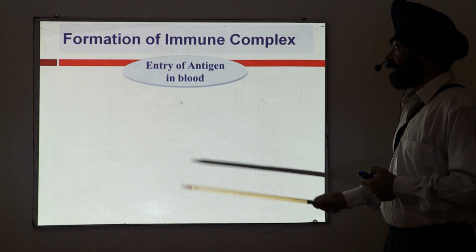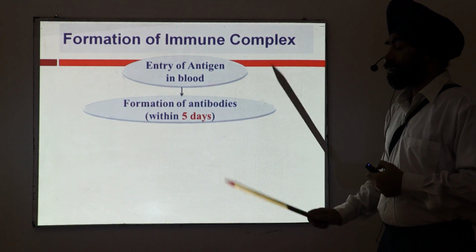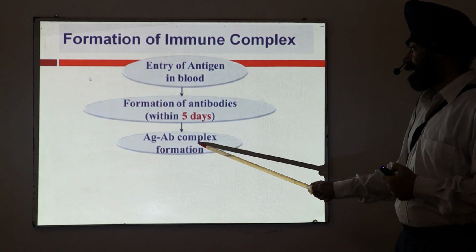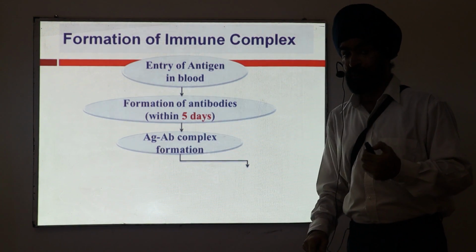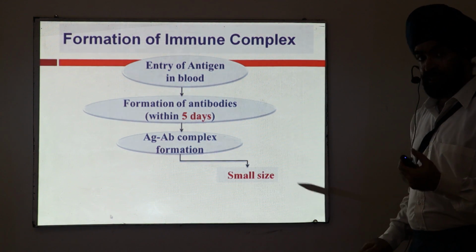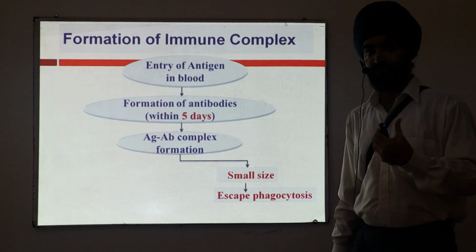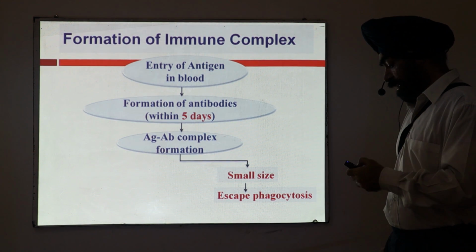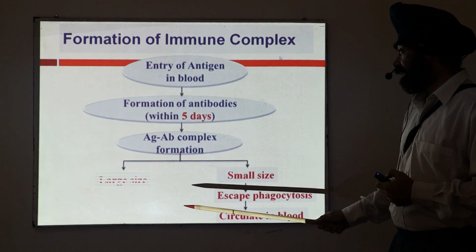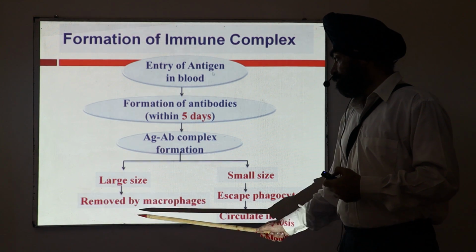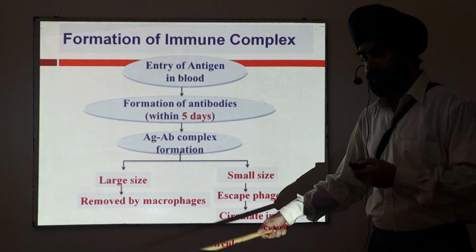Formation of immune complex. Antigen enters the blood. It will lead to the formation of antibody within 5 days. Antigen-antibody complex will be formed. Now, if this complex is formed in the blood, what will happen? Number one, if this complex is small in size, then it will escape phagocytosis. RBC will not be able to recognize this one. And what will happen? It will circulate in the blood. But if this complex is large enough, then macrophages will recognize and remove it. So it will not circulate.